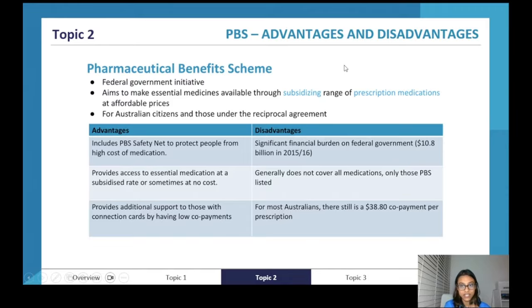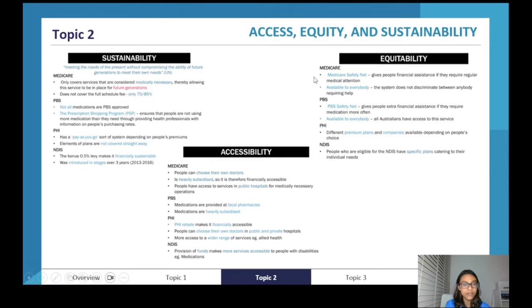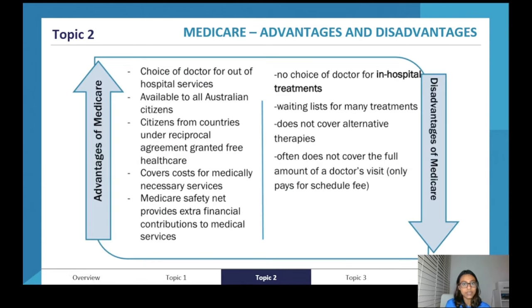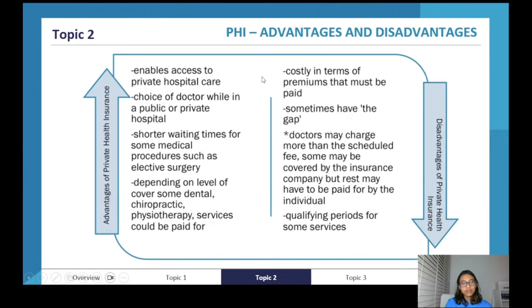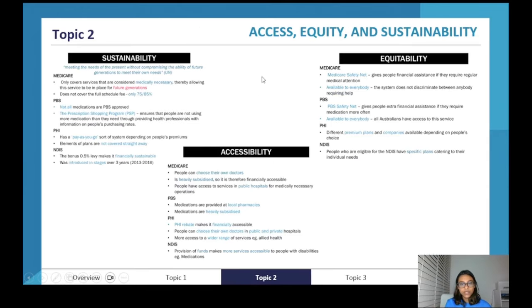So we've got advantages and disadvantages of the PBS and also a bit of information about describing it. It's also important to know how to describe each of the different schemes. Medicare is the universal healthcare scheme for Australians, and also partnered countries, like New Zealand. We love New Zealand. Yay. Okay. So all of the ones that have an agreement, hopefully you know the list.